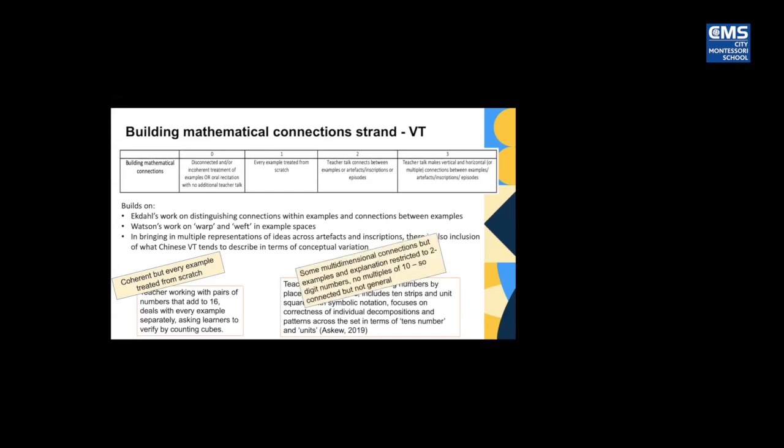I think Mike ended up coding it at level 2, because he said that while there were some multidimensional connections, the examples and explanation were restricted always to two-digit numbers, and there were no multiples of 10 included in the example space. So while there were connections, we didn't think it headed into the realm of generality here. So that's some of the ways in which we were thinking about and working with variation theory in the work we were doing.